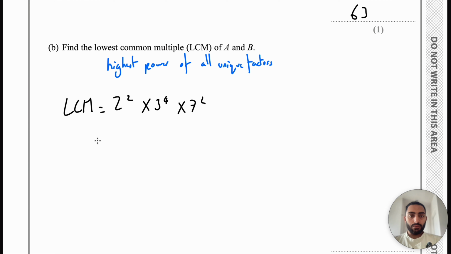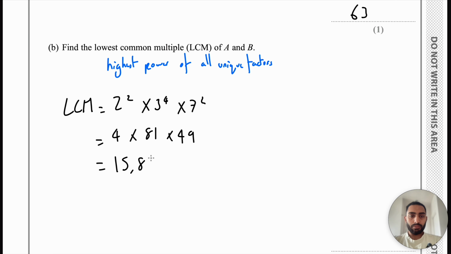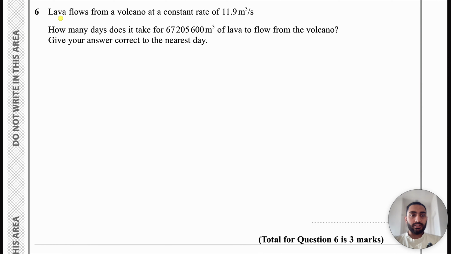Let's just multiply all of those together. So 2 squared is 4, 3 to the 4 is 81, and 7 squared is 49. That's equal to 4 multiplied by 81 times by 49, which is 15,876. So 15,876. Question 6. Lava flows from a volcano at a constant rate of 11.9 meters cubed per second.